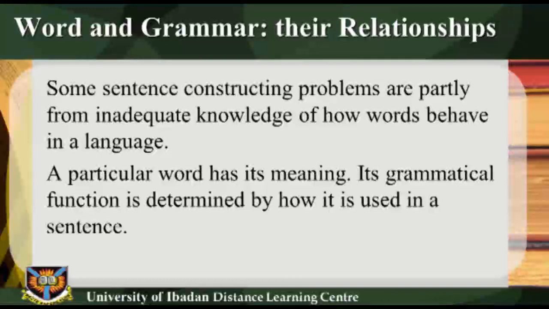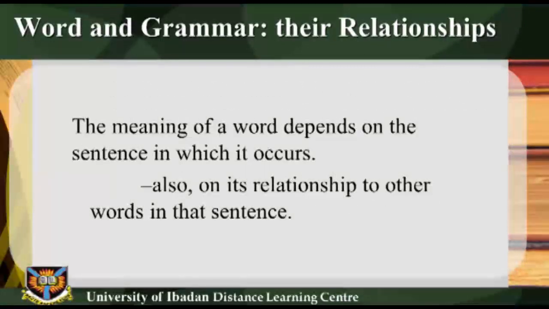You will discover that some of the problems of constructing sentences derive partly from inadequate knowledge of how words behave in a language. A particular word has its meaning, but its grammatical function is determined by how it is used in a sentence. Many words in the English language have more than one meaning. Which meaning a word carries in a given sentence depends on the sentence in which it occurs, on its relationship to other words in that sentence.